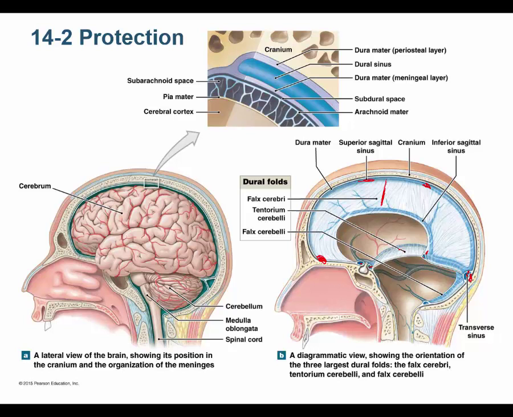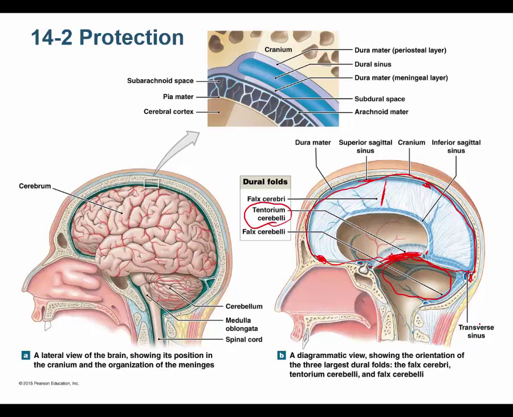All right, now we have another fold of the dura mater, and it's called tentorium cerebelli, and it's right here. This tentorium cerebelli is a fold of the dura mater that folds into the transverse fissure, which separates the cerebrum from the cerebellum. So all of this up here would be cerebrum, and here's your cerebellum. And this tentorium cerebelli folds in between the two and separates the cerebrum from the cerebellum.